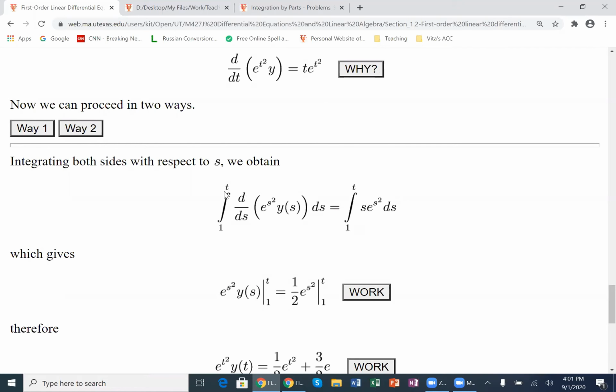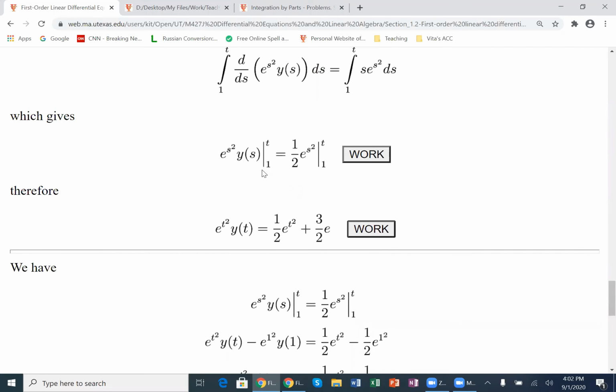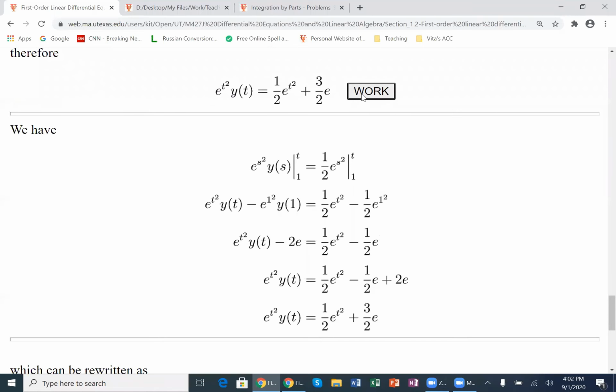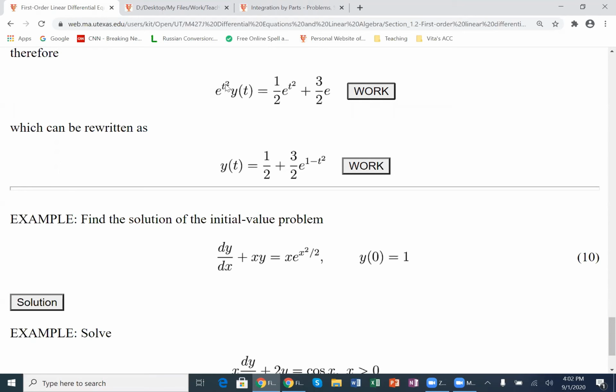Here's what we do next. Antiderivative kills derivative. Done. But since we have integral from 1 to t, we put vertical line from 1 to t. Same as here, as we discussed, antiderivative of this is 1/2 e to s squared, then vertical line from 1 to t. After that, vertical line means this at t, which is over here, minus this at 1, which is over here. Similarly here. Lastly, y of 1 is equal to 2. And after all simplifications, we get this result. And if we move e to t squared to the right, this. Was that your question? Yes, yes.